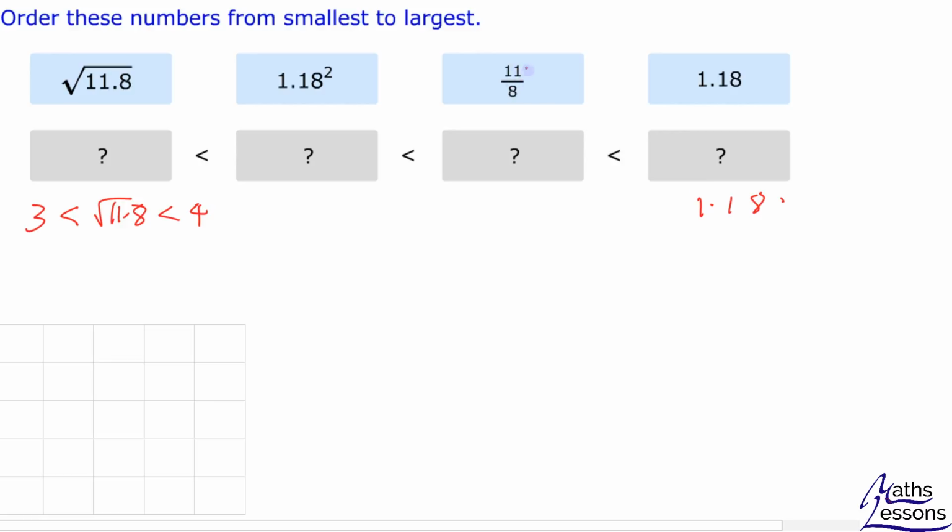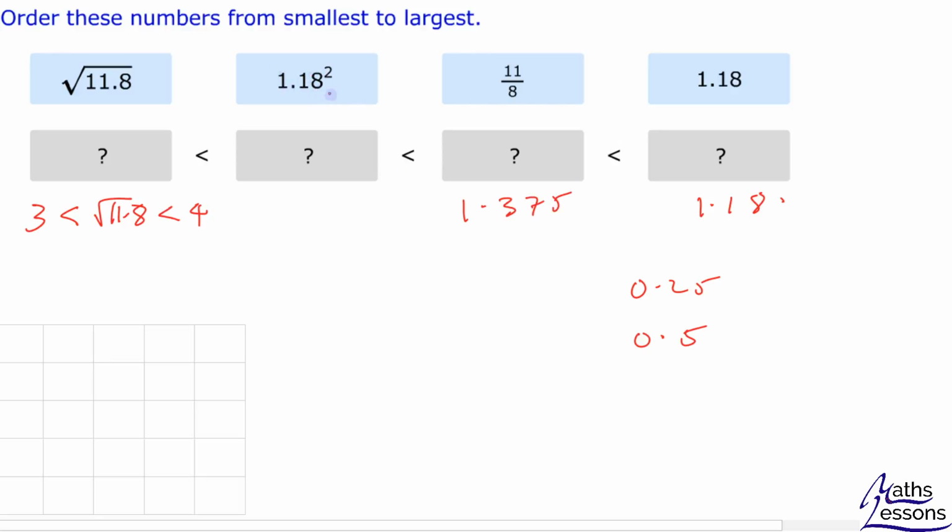You should be able to work out 11 eighths because that's 1 and 3 eighths. And 1 and 3 eighths is halfway between a quarter and a half. And most people know a quarter is 0.25 and a half is 0.5. So halfway between that would be half of 0.25, which is 0.125. So that gives you 1.375.